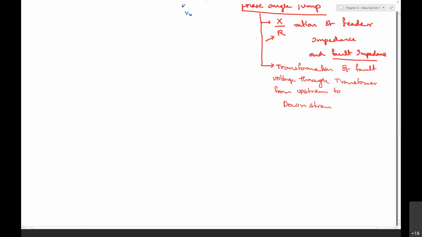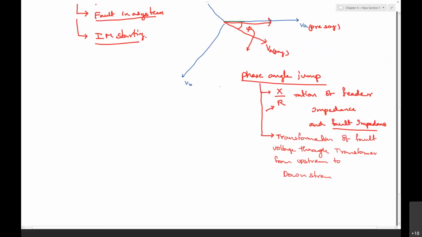How does this phase angle jump occur when we have a voltage sag, or when we have a fault? The phase angle jump is also due to the fault only, but mainly depends upon the X/R ratio, and mainly depends upon the transformer also. We look into each individual aspect of these one and two.